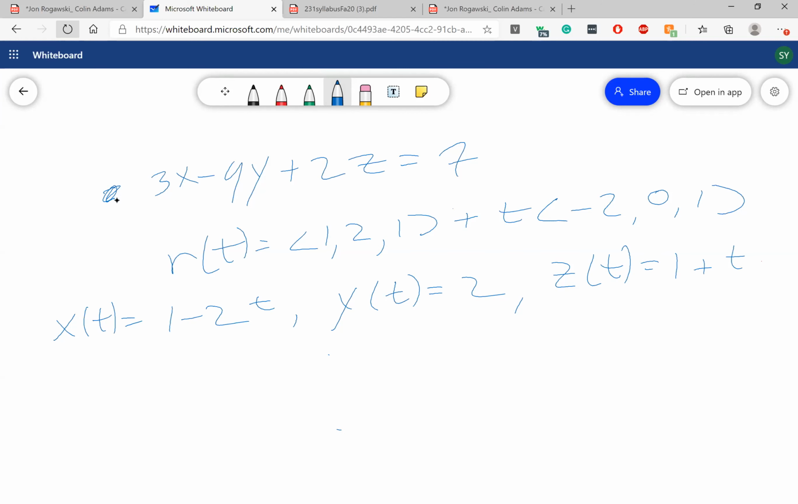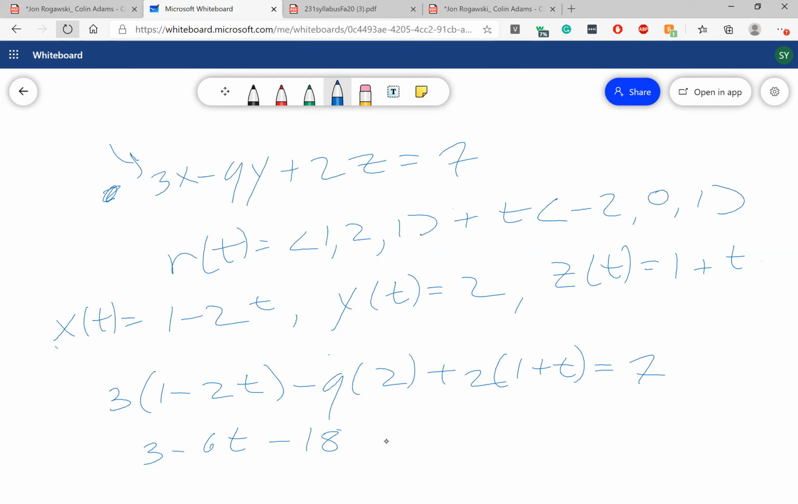And now we take these and plug them into this equation over here. So we get 3x, which is 1 minus 2t, minus 9y, which is 9 times 2, plus 2z, which is 1 plus t, is equal to 7. Now we solve for t. So we get 3 minus 6t minus 18 plus 2 plus 2t is equal to 7.